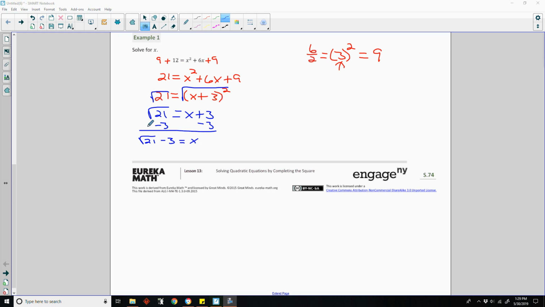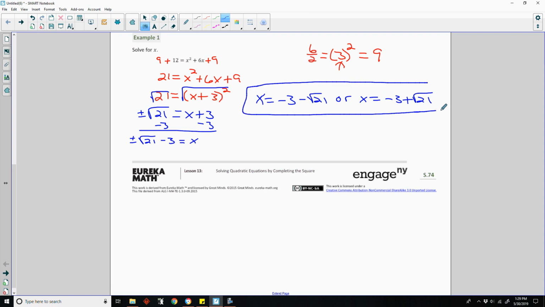Okay, now I'm in the habit of doing this. I have to keep in mind that I only did the principal root. And what that means is whenever we take the square root of something, we can get a positive or a negative out of it. Okay? So when I put this plus or minus here, then I'm just going to fix this. I'm going to say x equals, and I'm going to put my constant first, negative 3 minus the square root of 21, or x equals negative 3 plus the square root of 21. And that is my answer.